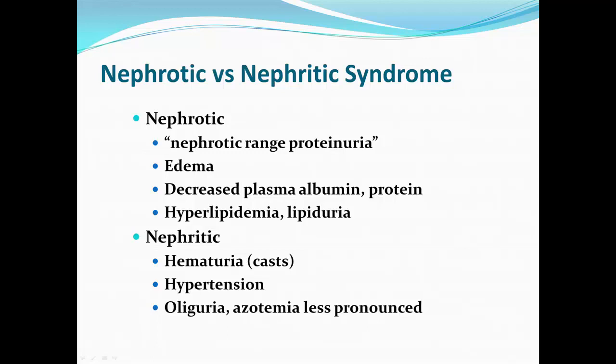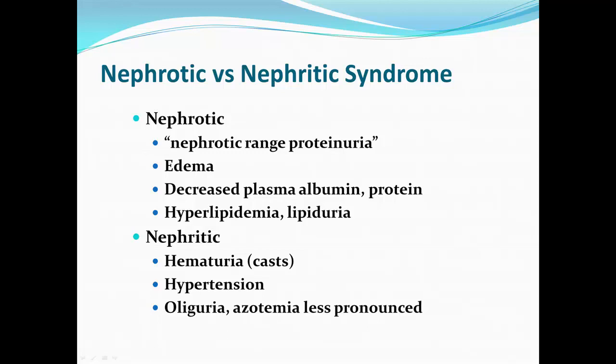Individuals with nephritic syndrome will have protein in the urine, usually somewhere between 1 and 2 grams, and they will have edema. However, their edema tends to be more peripheral and less central, simply because of the amount of protein that they're losing.